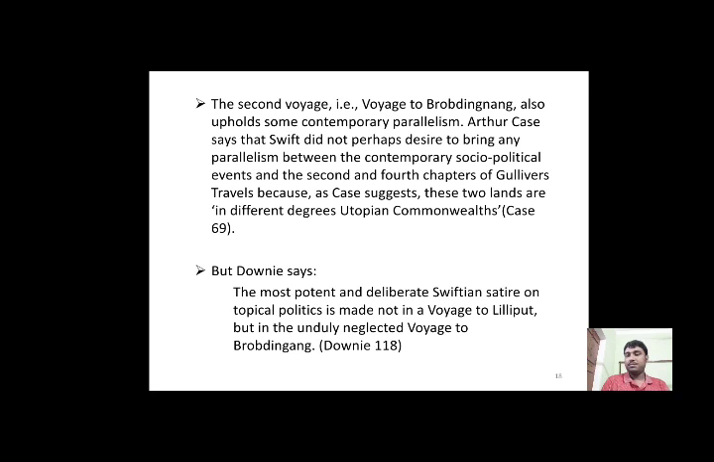Now, so far I have talked about the first voyage, and in the first voyage you have lots of references to contemporary political events and narrative. But in the second voyage also you have some references. Now, while discussing the second voyage, let me refer to two critics. And I'll also refer to these two critics in my conclusion part. One critic is Arthur Case and another critic is J.A. Downey.